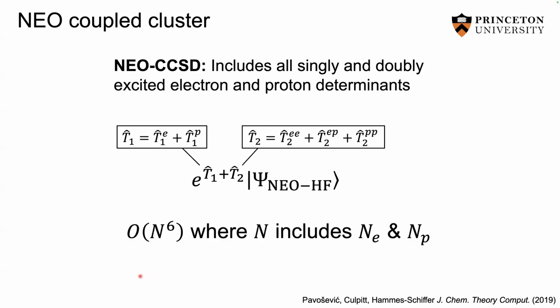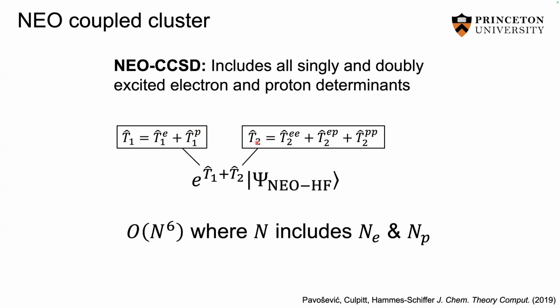So I'll start out by talking about NEO-coupled cluster theory. So NEO-CCSD, we can write out the exponential ansatz, like I'm sure most of us have seen in conventional coupled cluster theory. And so in NEO-CCSD, we include all the singly and doubly excited determinants in this coupled cluster expansion. But in the case of NEO-coupled cluster, for example, the T1 amplitudes, or the T1 operator, includes single excitations in the electronic space, and then also single excitations in the protonic space, or the quantum nuclear space.